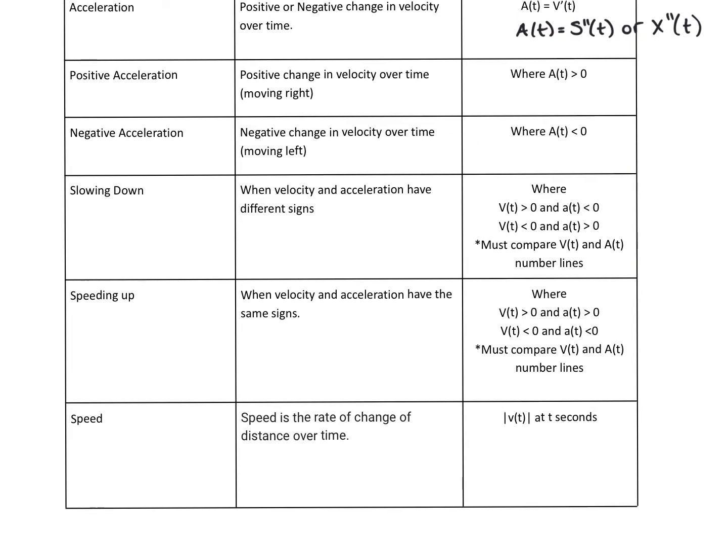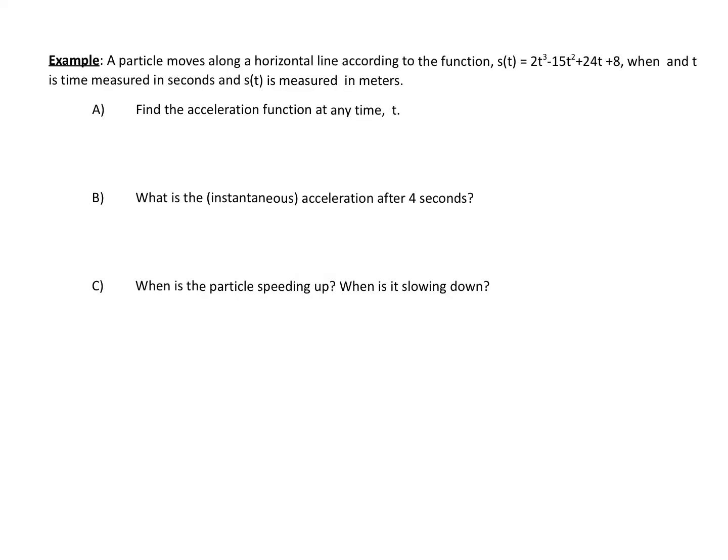And then last but not least, if you want to find the instantaneous speed, speed is the average rate of change of the distance over time, and you can find the speed by taking the absolute value of the velocity at that specific second. And we're going to go through an example of this in just a minute. I just wanted to make sure that you had all of the definitions. Okay, so here's our example.